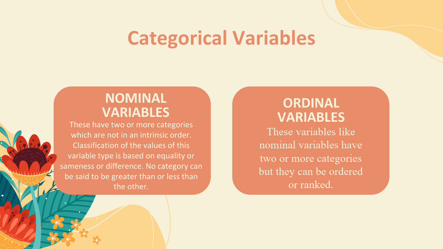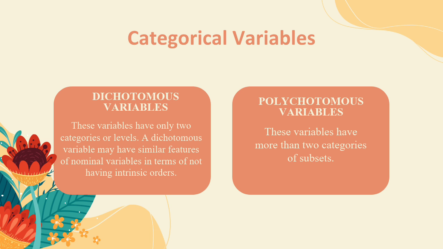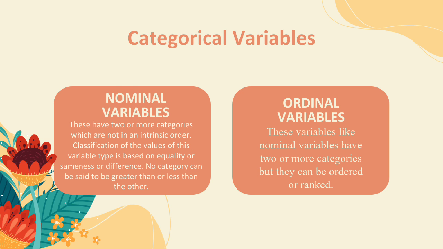In these variables, there are four kinds of variables. There are nominal variables, ordinal variables, dichotomous variables, and polychotomous variables. First, nominal variables.